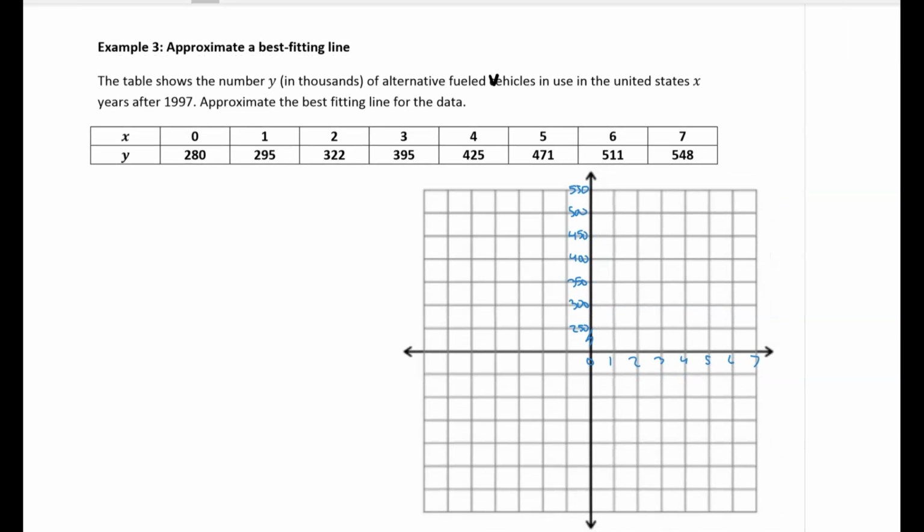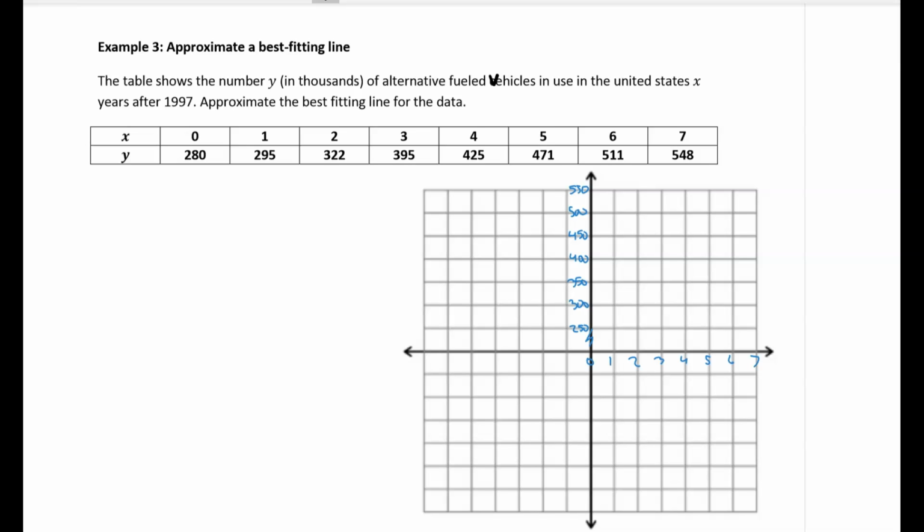We have this table, and it shows the number Y in thousands of alternatively fueled vehicles that are used in the United States, X years after 1997. We want to approximate the best fitting line for the data. So we have these X values that indicate the years since 1997, which means at year 0, it's 1997, 1 is 1998, so on and so forth, right? And the Y values represent, in thousands, how many alternatively fueled vehicles there are. So there's apparently 280,000 in 1997, and then seemingly as the years increase, so do those y values.